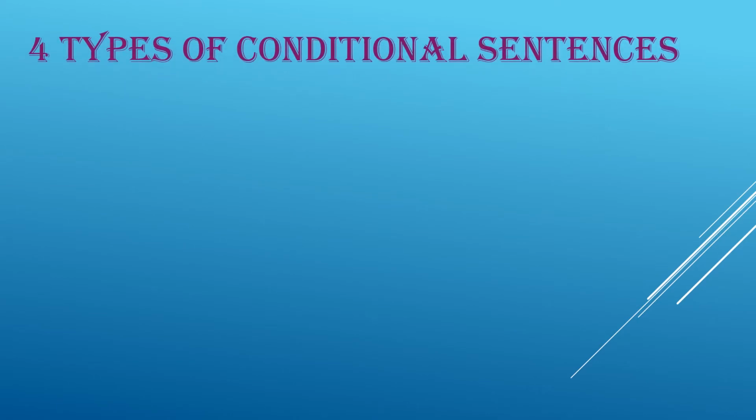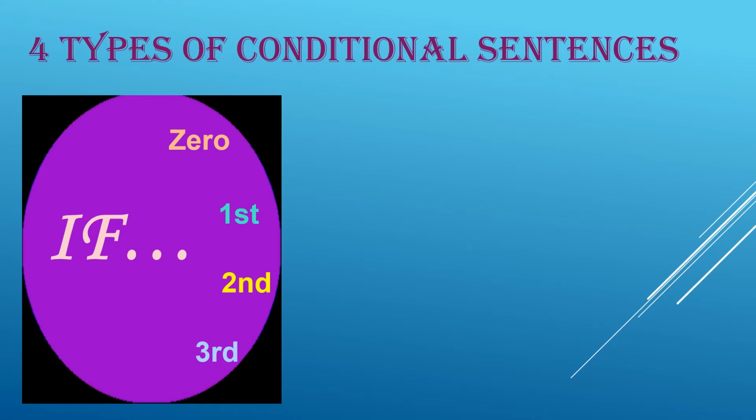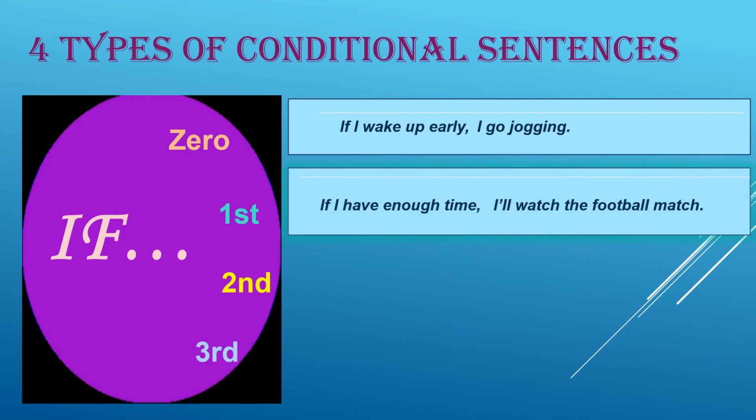There are four types of conditional sentences: zero conditional sentence, first conditional sentence, second conditional sentence, and third conditional sentence. Let's see some examples of conditional sentences. If I wake up early, I go jogging. If I have enough time, I'll watch the football match. Notice that in these two examples, the subordinate clause or the if clauses are in the simple present tense.